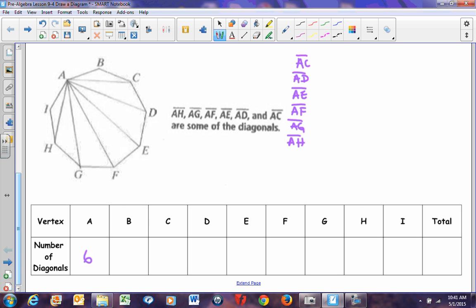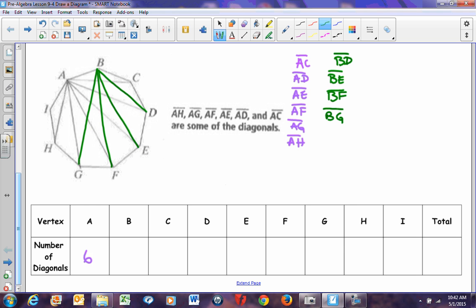Let's look at all of the diagonals that we can have from B. I don't even need to draw them in, but I'll draw them in this time just so you can see. I can't go from B to A, I can't go from B to C, but I can go from B to D. So B to D is one of them. I can go B to E, B to F, B to G, B to H, and B to I. To count those up, we have 6.